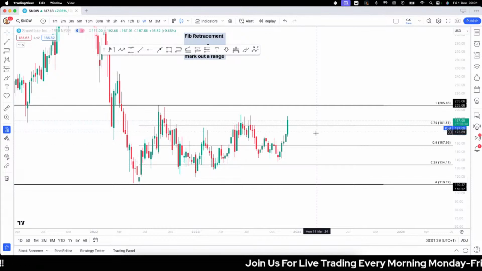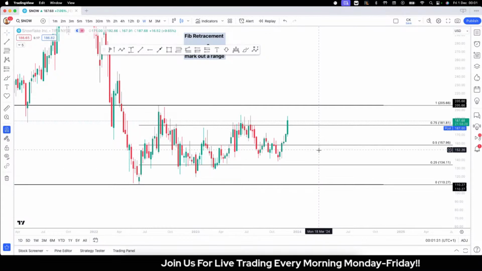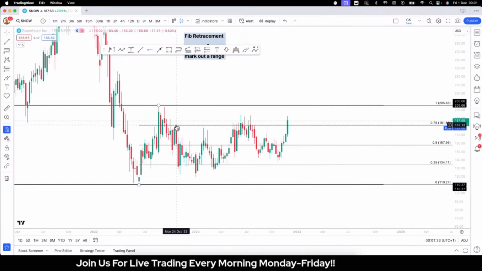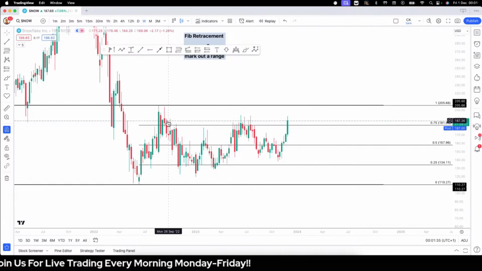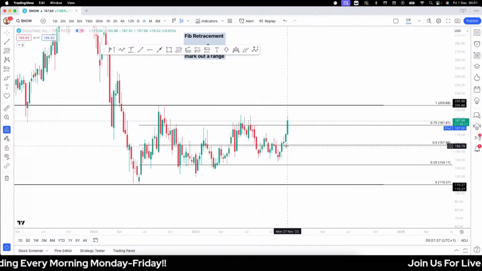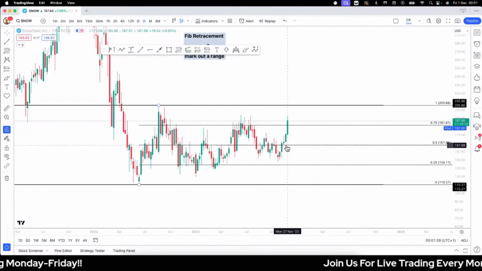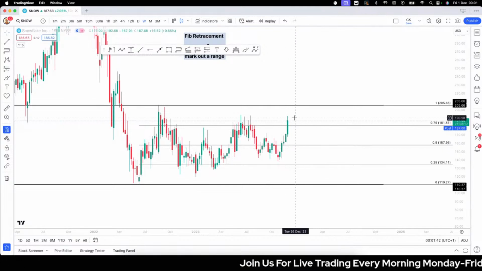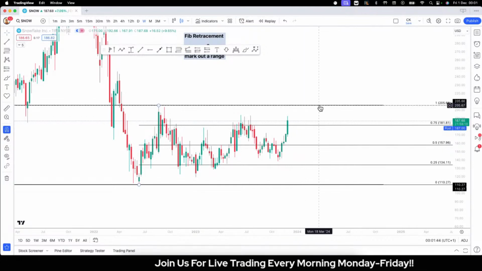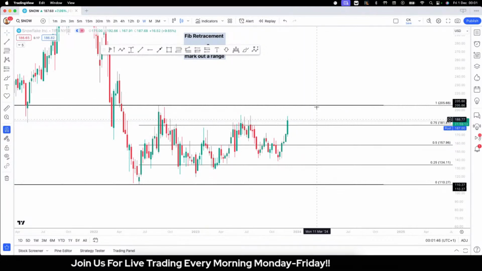So again, those are horizontal levels of support and resistance, and it's very simple. If you break a Fib, you go to the next one. So right here, we're trading, and it also helps you to section your brain and your mind, so you can see, okay, that's the top end of my range, that's the bottom end of my range.